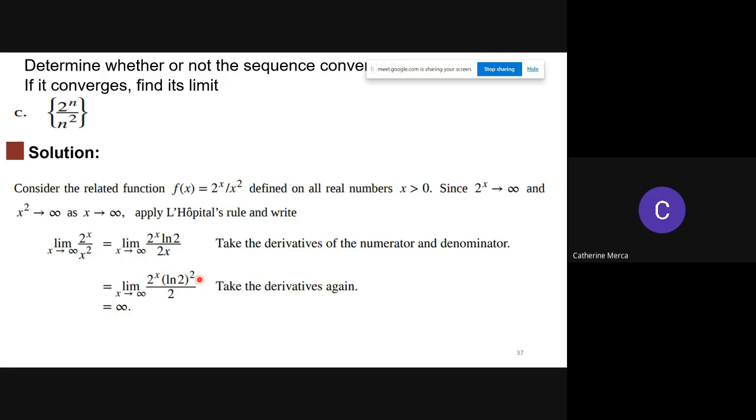So, because of that, gamitan na pod uli ang LHR. I-apply na pod. So, pag-apply sa LHR, what is the derivative 2 to the ln of 2 squared over 2? But, so man siya, infinity man siya. A very, very large number when x approaches infinity. Divided by 2, then it will be a very, very large number, which is infinity. So, mean to say this one is actually divergent. The sequence diverges. Okay?